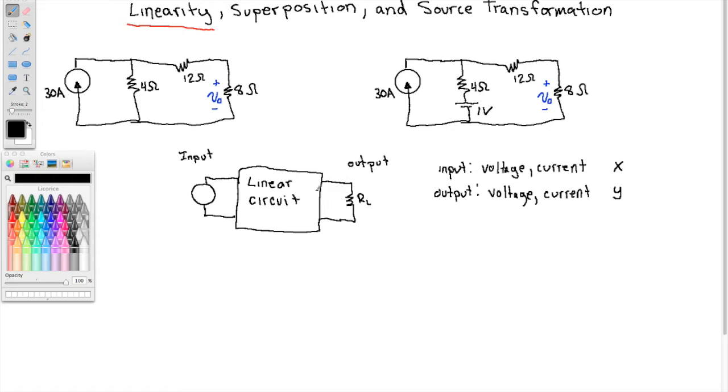So a linear circuit, then, is a circuit such that the output and the input are related by Y equals some constant, we'll call that constant K, times X. It's a very simple equation, but if this holds, then what's in the box is a linear circuit.